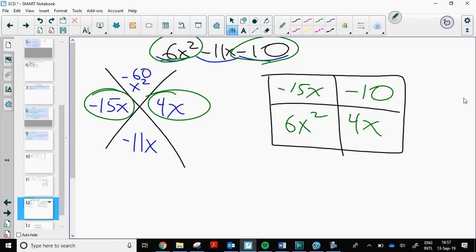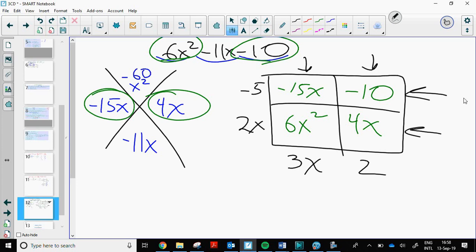And now I'm going to look at each row and each column, and I'm going to find out what they have as their common factor. So if I look at the first row, both of those terms have in common a negative 5. But look at the second row. Both of those have in common a 2 and an x. If I look at the first column, those both have in common a 3 and an x. And if I look at the second column, they both have in common a 2. Do you remember what the answer was on the previous page? It was 3x plus 2 multiplied by 2x minus 5.